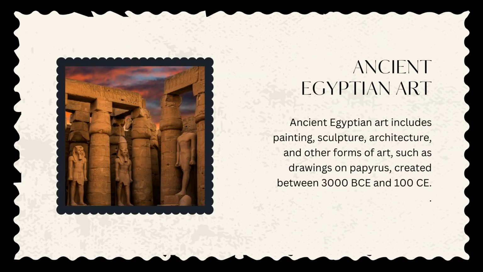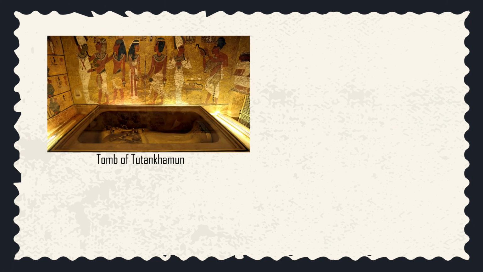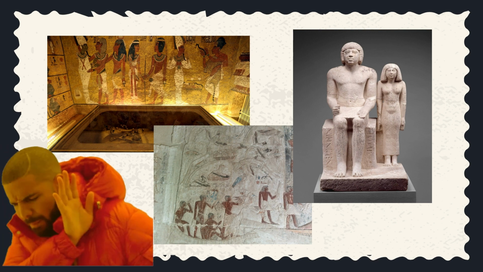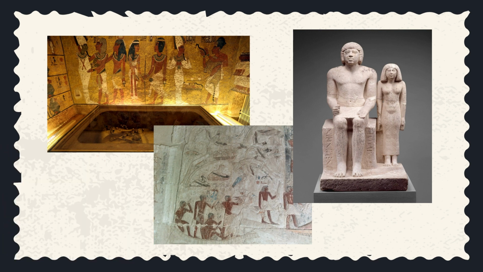Ancient Egyptian art includes painting, sculpture, architecture, and other forms of art such as drawings on papyrus created between 3000 BCE and 100 CE. And while we marvel at the glittering treasures from the tomb of Tutankhamun, the sublime reliefs in New Kingdom tombs, and the serene beauty of Old Kingdom statuary, it is imperative to remember that the majority of these works were never intended to be seen. That was simply not their purpose.